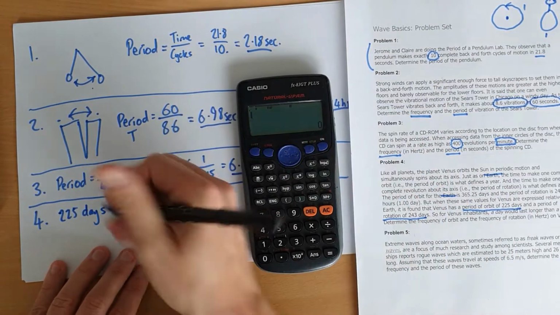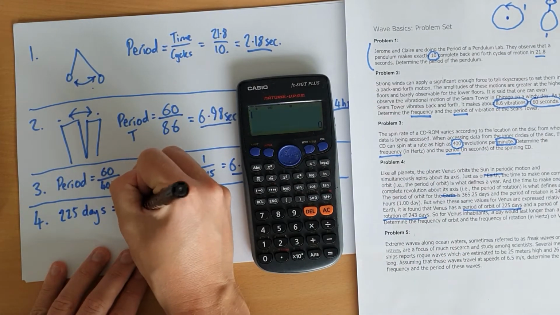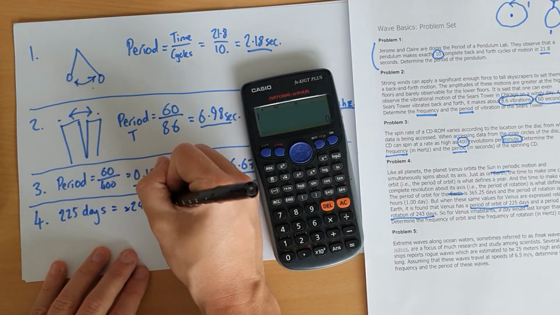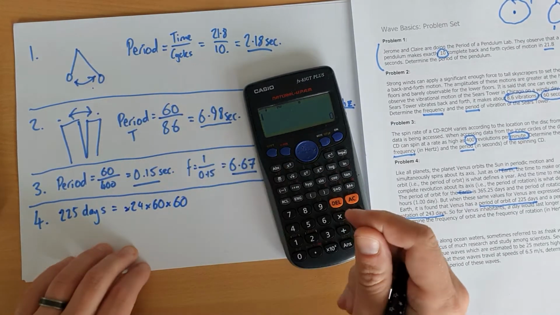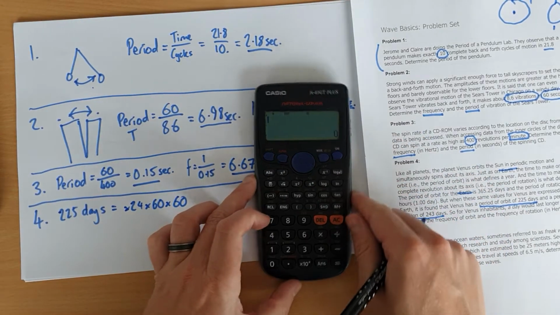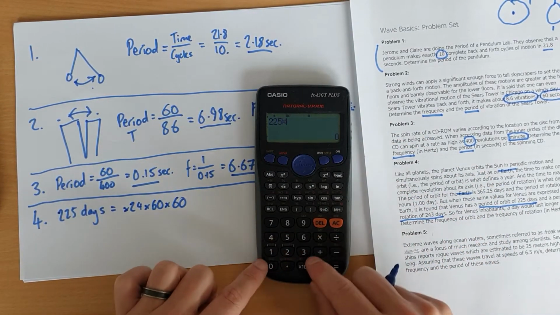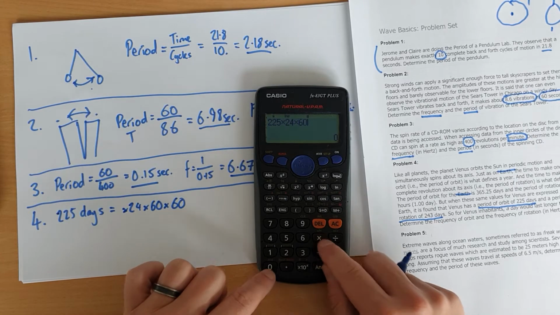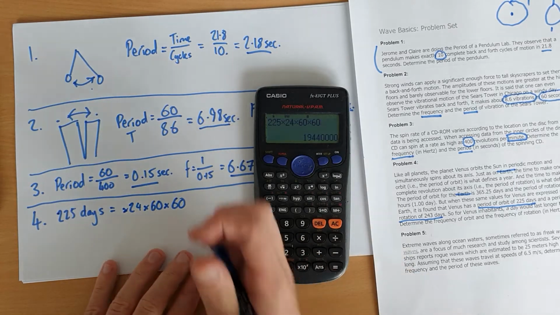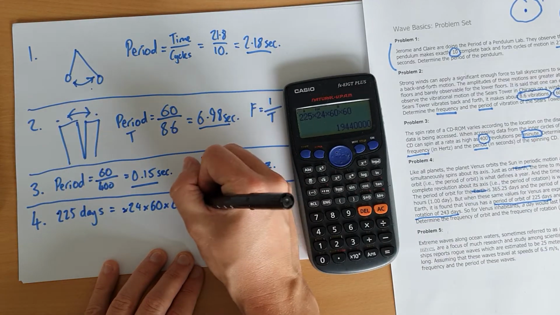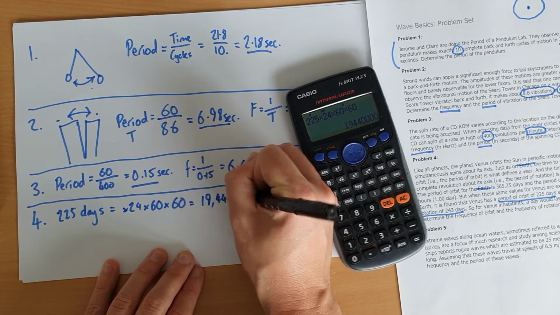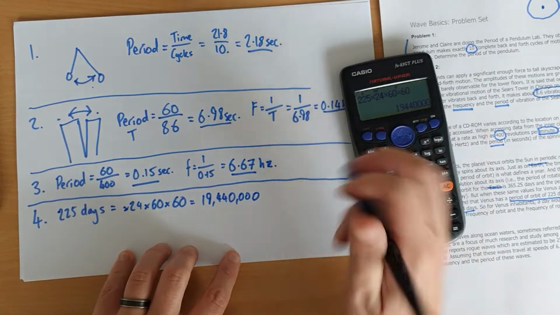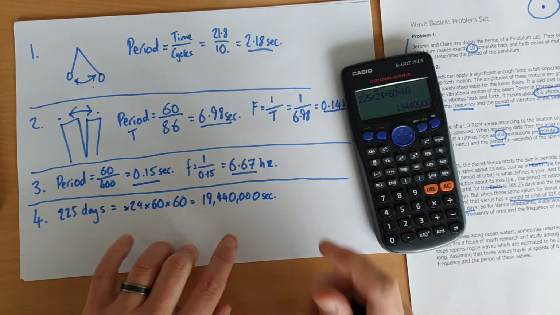So what we're going to do is times it by 24, the number of hours in a day, times it by 60, the number of minutes in an hour, times it by 60 again, the number of seconds in a minute. So 225 times 24 times 60 times 60, and it gives us 19,440,000. And that's seconds. Now that's not the period, okay?